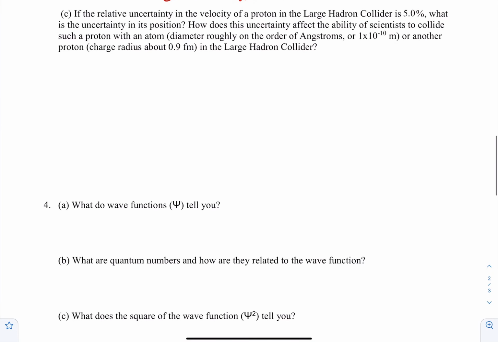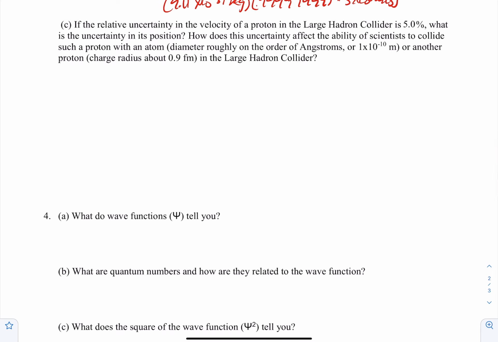Now, lastly, letter C. If the relative uncertainty in the velocity of a proton in the Large Hadron Collider is 5%, what is the uncertainty in its position? Okay, so now we're dealing with uncertainty, which has to do with Heisenberg's uncertainty principle, and there's an equation that goes along with that. And then they're asking us, how does the uncertainty affect the ability of scientists to collide that proton? So we're throwing a proton at an atom or another proton, okay, in the Large Hadron Collider. So first you need to know the Heisenberg uncertainty principle equation.